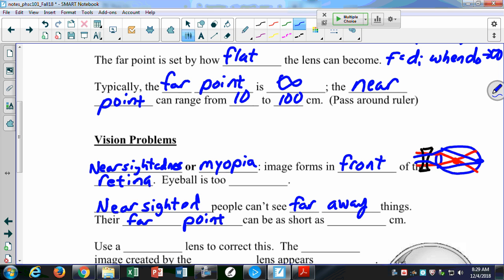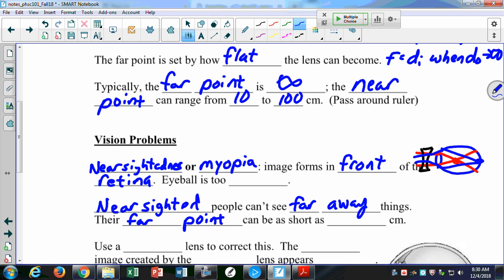That you can use. It's really not much work for your eye to see things that are far away, right? To see things up close, it's a lot of work. That's why you get eye strain when you read a lot. But to see things far away is pretty easy for your eye because your lens just sort of relaxes into that shape. But the far point for these nearsighted people can be really short.